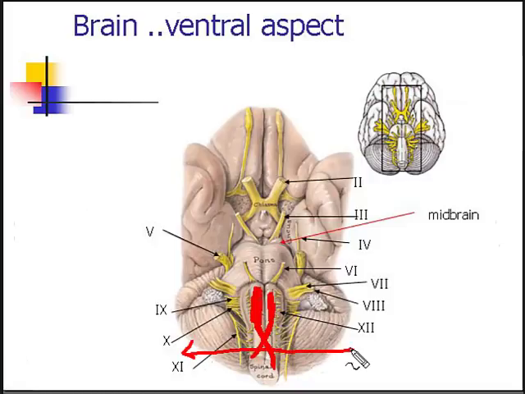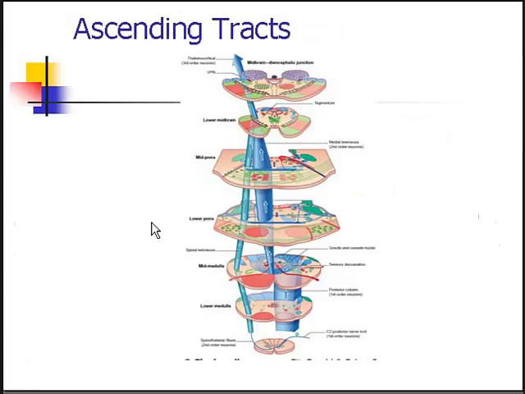The next section we take a little higher up, at the point where the nucleus gracilis and nucleus cuneatus receive their fibers from the fasciculus gracilis and cuneatus, and those medial lemniscal fibers are formed. So the next section is taken at this point here, where those medial lemniscal fibers are formed.